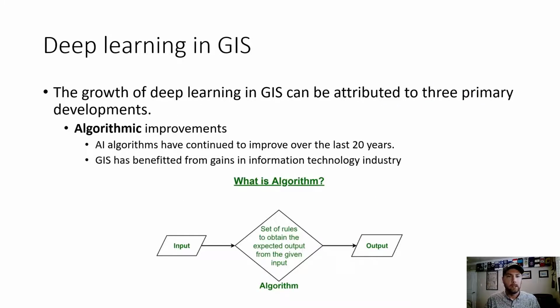And finally, algorithmic improvements. So AI algorithms have continued to improve over the last 20 years. GIS has benefited from gains in the information technology industry. So GIS has sort of ridden this wave on the back of Apple and Google and Facebook and Twitter and all these large big data companies. You've probably heard the term data farms before. That's what Facebook and Twitter are. They're constantly collecting data and interpreting it, repackaging it, sometimes selling it, right? So it's all done through algorithms.